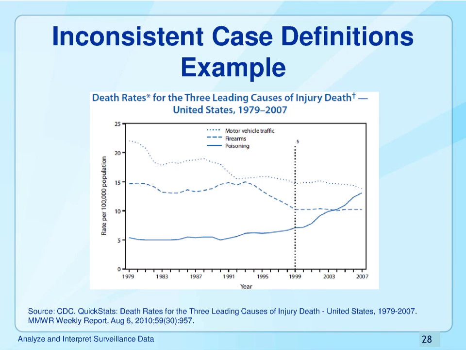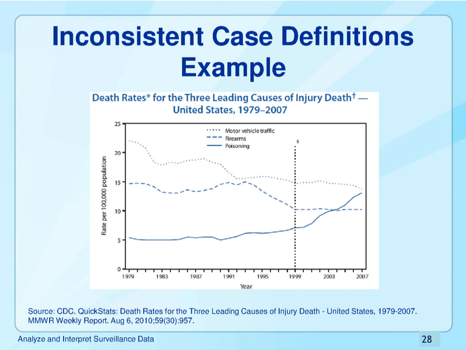So let's look at an example of inconsistent case definitions impacting representativeness. Now, we're looking again at the three leading causes of injury-related death in the United States. And it looks as if the death rate for poisoning is increasing over time and is decreasing for firearms and motor vehicle crashes. Now, take a look at the black vertical dotted line in 1999. Now, this dotted line represents a change in the case definitions for the ICD. Now, the ICD is the International Classification of Disease, and I'm going to talk about what that specifically is on the next slide. Okay, but just keep that in mind.